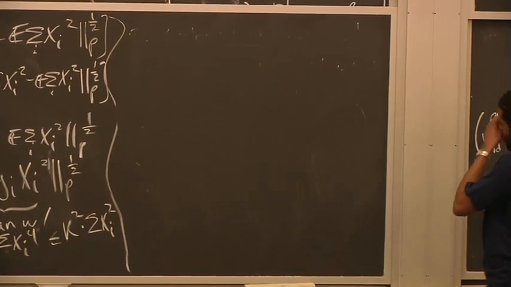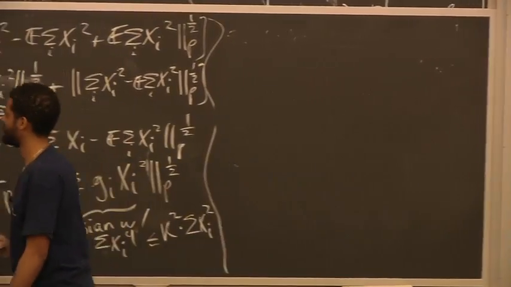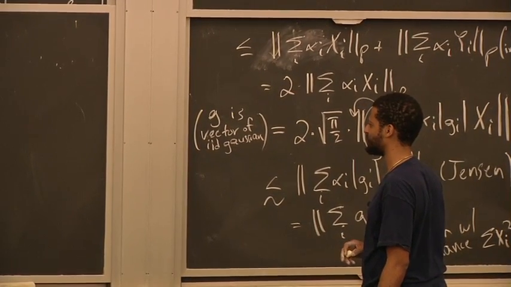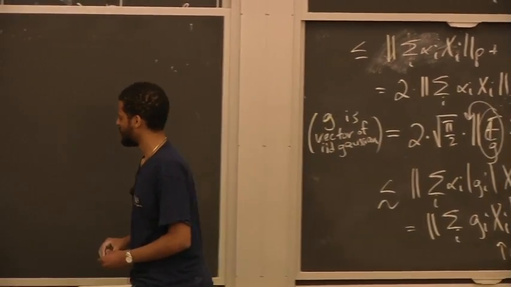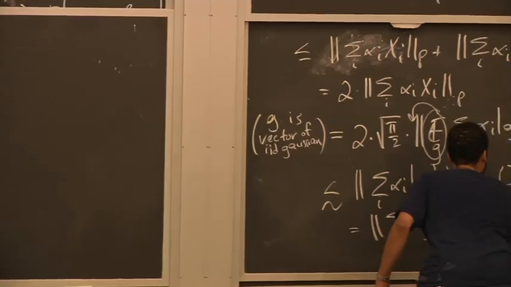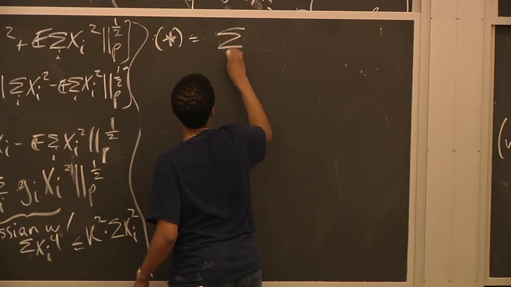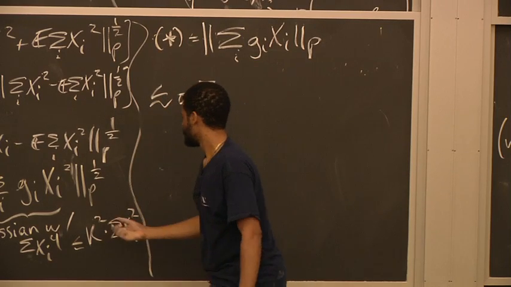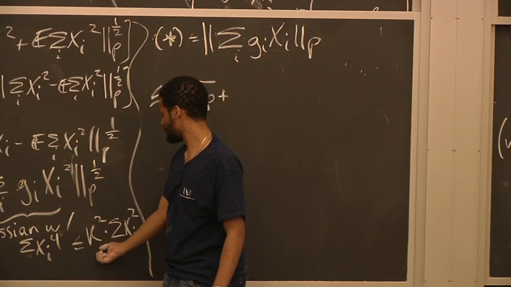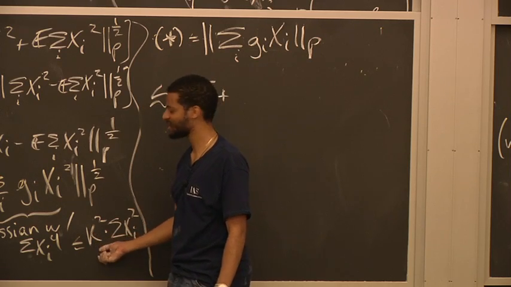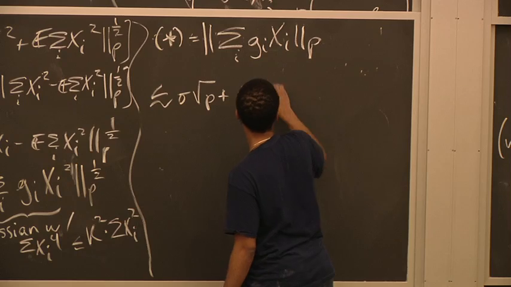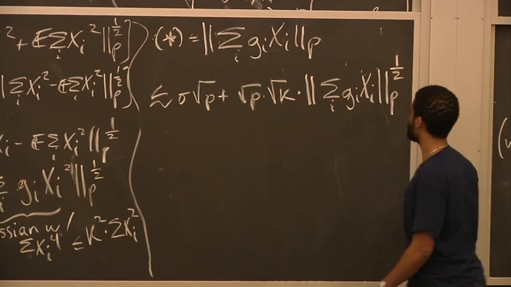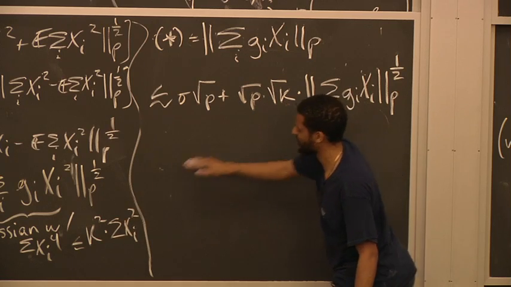So at the end of the day, let's call this star. Star: the p norm of the sum over i of gi xi is at most, up to a constant, sigma root p plus, since the variance is k squared, the standard deviation is k, and there's another square root, so plus root p times root k times the p norm of the sum over i of gi xi, to the 1/2. Now this is a Gaussian whose variance is the sum over i of xi squared, and I've pulled out the k squared.